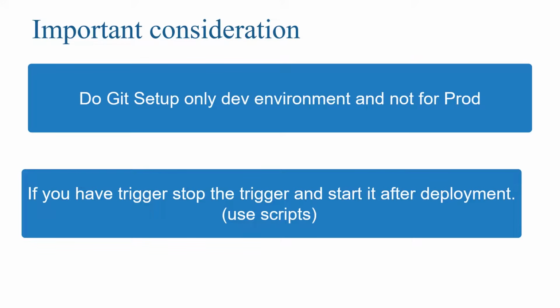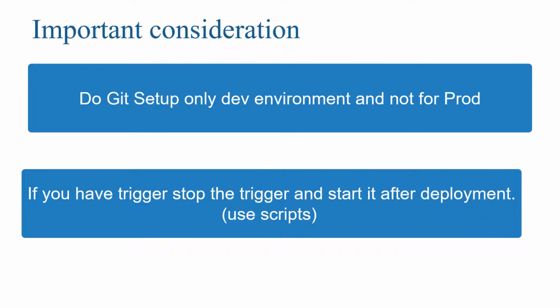I'd like to highlight two important points. First one, we will be doing Git setup only in the dev environment, meaning for the dev data factory alone we will be setting up Git, and for moving the changes to QA, prod or UAT we will be using CI/CD. So prod and UAT don't require any separate Git setup.